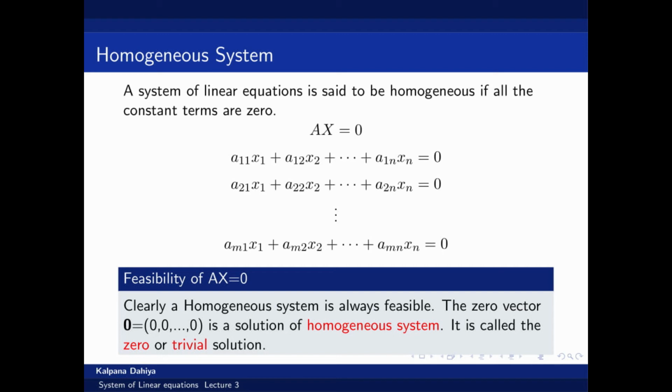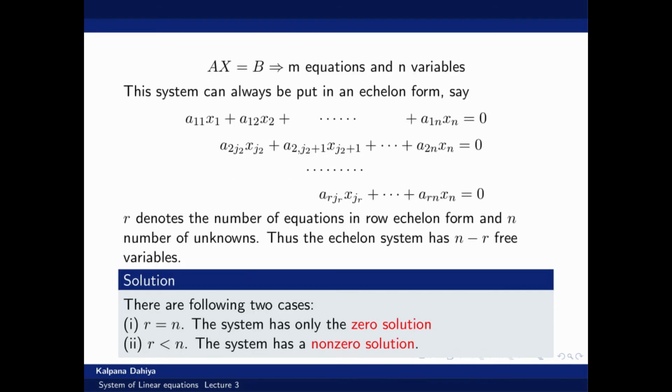Now what about the feasibility of this system Ax equal to 0? Clearly a homogeneous system is always feasible, and the 0 vector, that is 0, 0, 0, is a solution of this homogeneous system. Such a solution is called the 0 or the trivial solution of the system. We can solve the system by the Gauss elimination method or the Gauss-Jordan method.